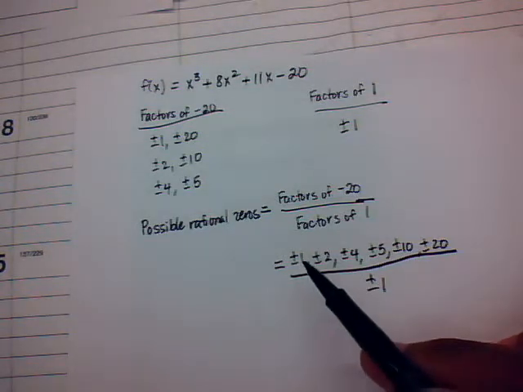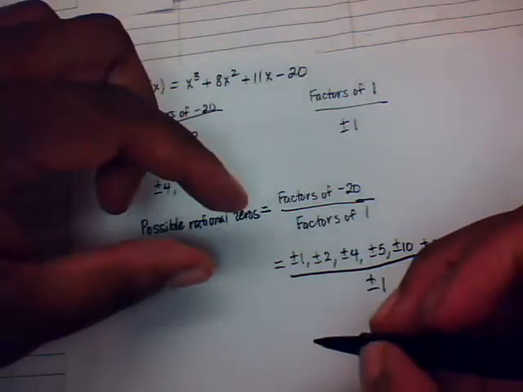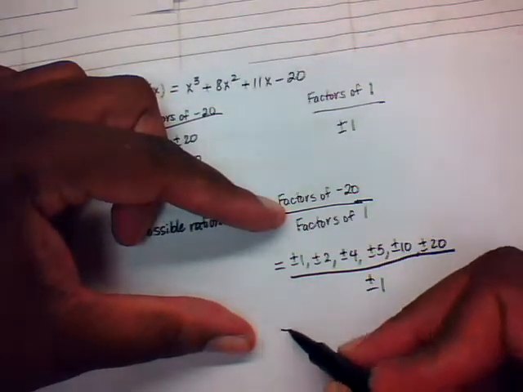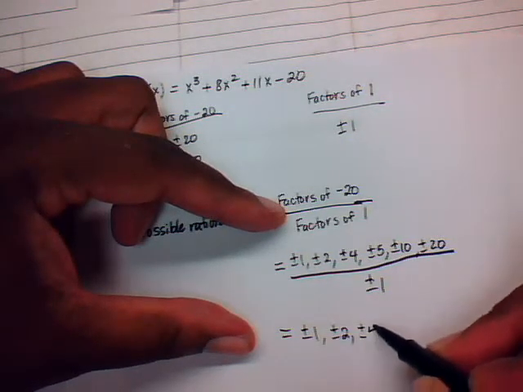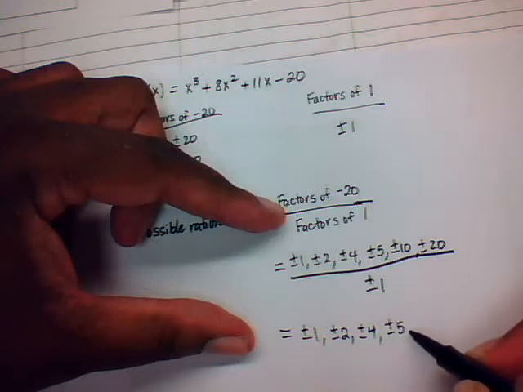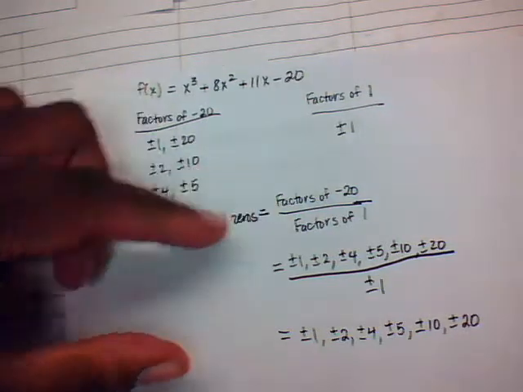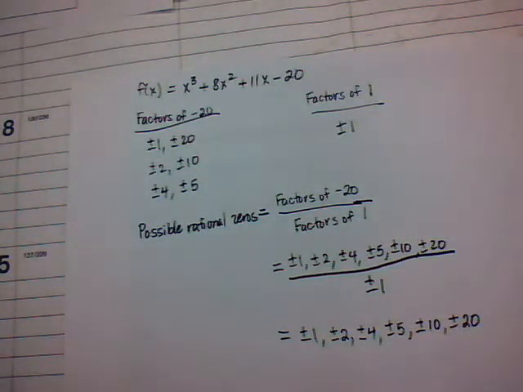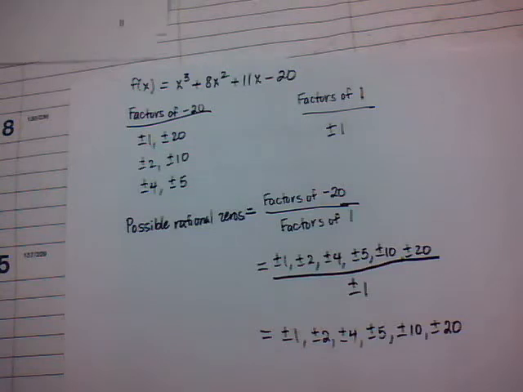Okay? If I take each one of those and divide that by 1, I'm going to get all these terms in the numerator. So I can go ahead and rewrite this as plus or minus 1, plus or minus 2, plus or minus 4, plus or minus 5, plus or minus 10, plus or minus 20. So those represent all the possible rational zeros of this particular function. Now, the next thing we need to do here is test each one of those using synthetic division.